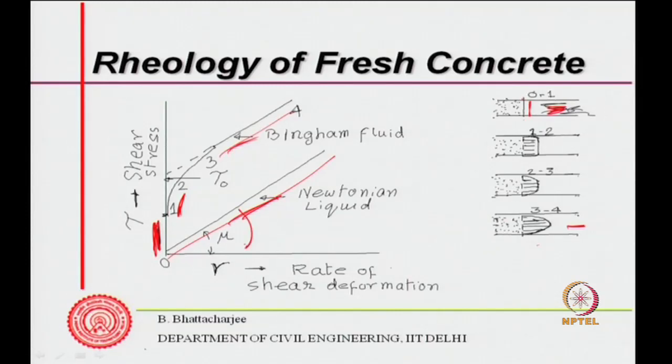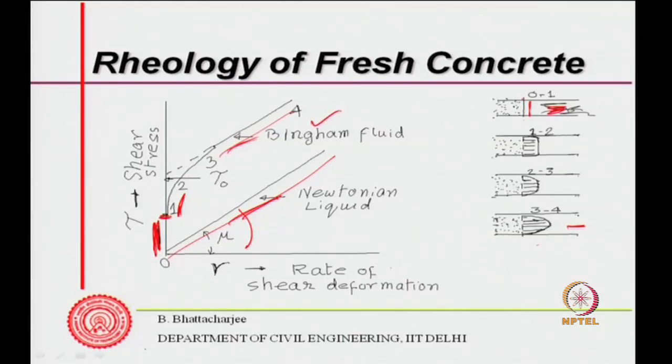This is mu, rate of strain, shear deformation and shear stress. Bingham's fluid, from 0 to 1, up to a certain stress, does not show any movement, no mobility. From 1 to 2 it shows this kind of mobility, 2 to 3 it is like this, and 3 to 4 again it behaves like a liquid. So, shear stress versus shear strain rate is shown, and concrete in its plastic state or cement paste in its plastic state can be modeled similar to this one.